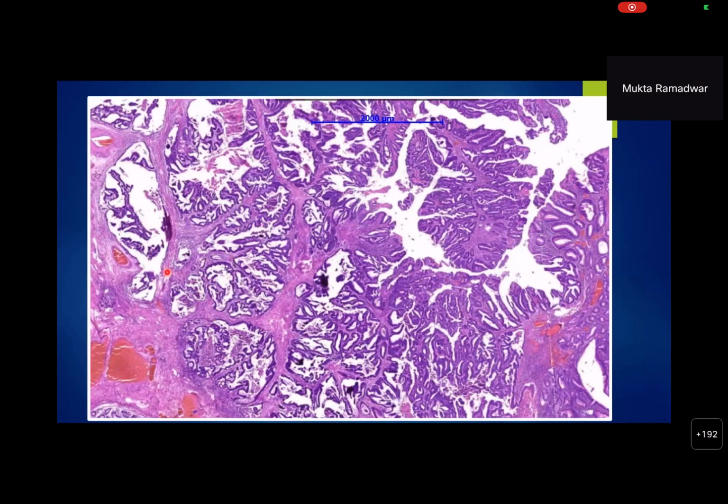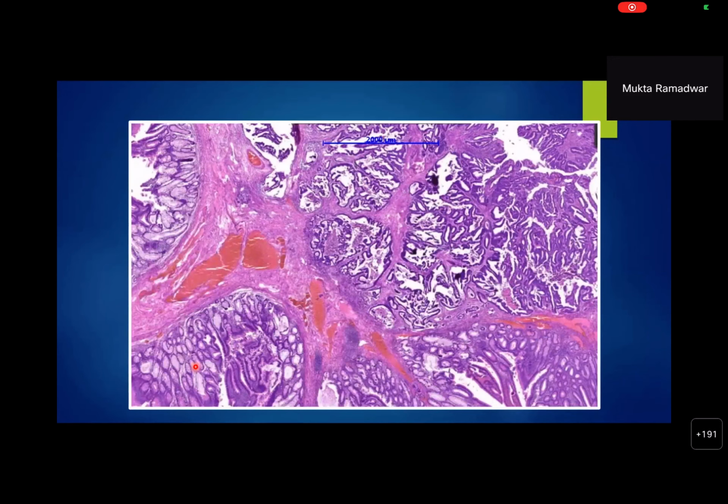This is an invasive adenocarcinoma arising in a tubulovillous adenoma. Correct? Yes, ma'am. So now see these small glands which are invading here. They are so unlike the part of the tubulovillous adenoma that you just saw. Do you agree? Yes, ma'am.